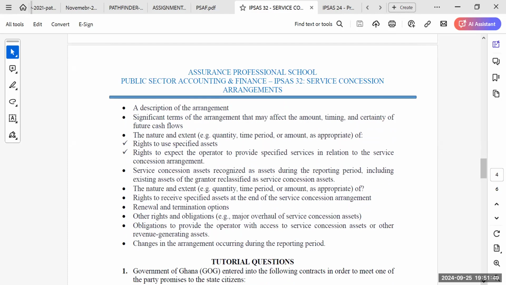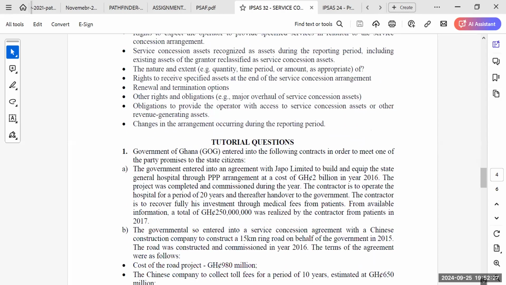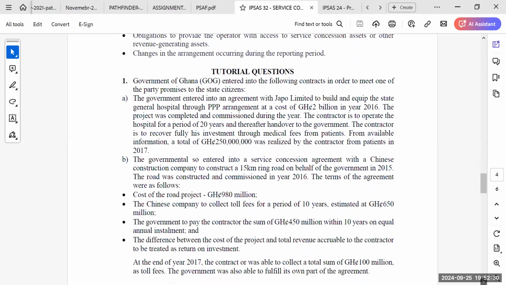Okay. Renewal and termination options. Then you also have the service concession asset recognized during the year, including any reclassification of existing assets of the operator. Is there any change in the arrangement occurring during the reporting period? At least those 3 should be in your head. A description of the arrangement, termination and renewal options, any significant changes in the arrangement during the reporting period, service concession asset recognized during the reporting period, or any existing asset reclassified by the operator as a service concession asset. You should be able to have those ones in your head.